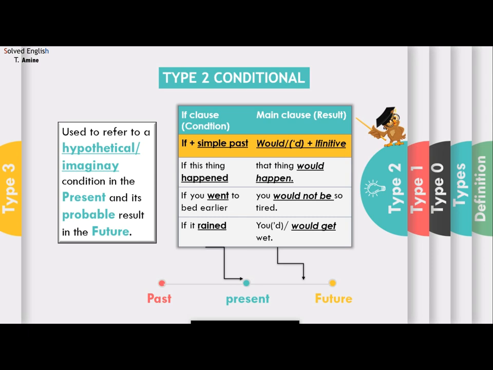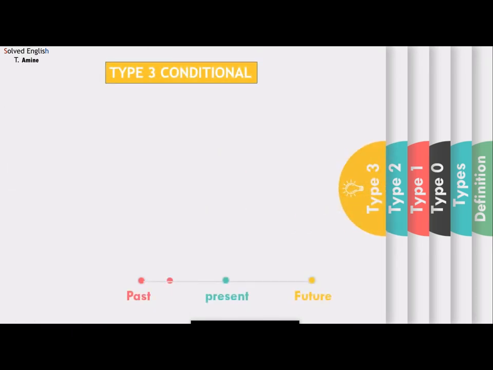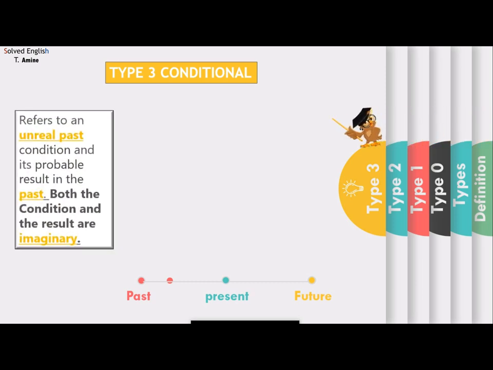One thing to pay attention to here is that would can be shortened. We can use the short form of would, which is apostrophe D. So we can say, if it rained, you'd get wet. Or if it rained, we'd get wet. Now for the third conditional or conditional type 3, if I want to describe it in one simple word or expression, it would be the unreal past.